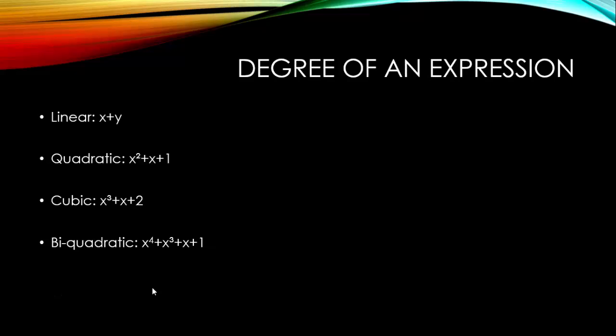Degree of an expression. The degree of an algebraic expression is defined as the highest power of the variables present in the expression. Degree 1 is linear, which is x plus y. Degree 2 quadratic, x square plus x plus 1. Degree 3 cubic, x cube plus x plus 2. Degree 4 biquadratic, x to the power of 4 plus x cube plus x plus 1.